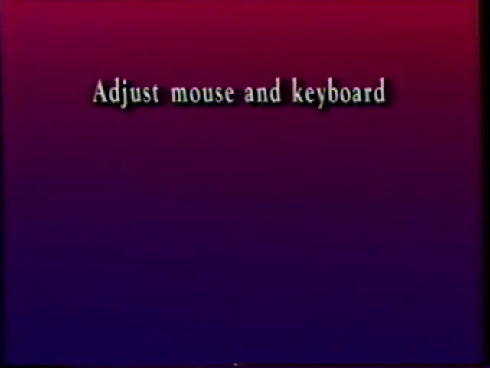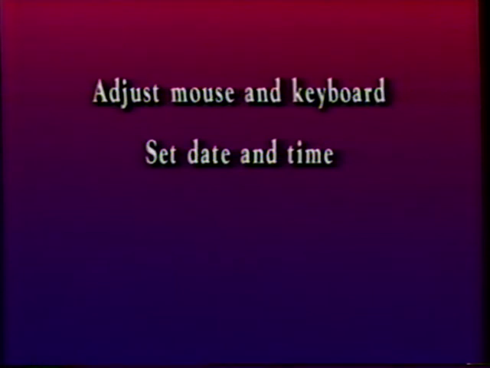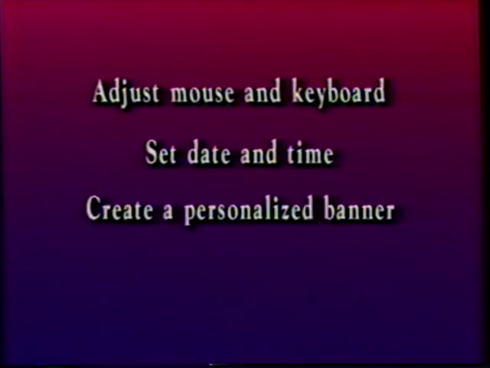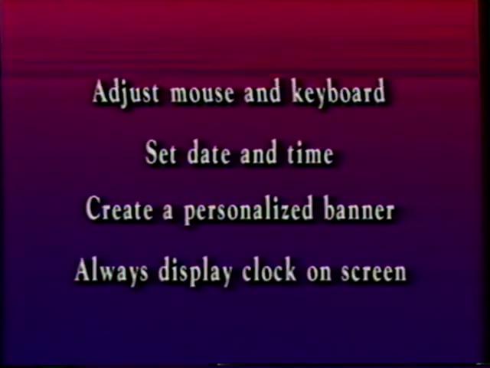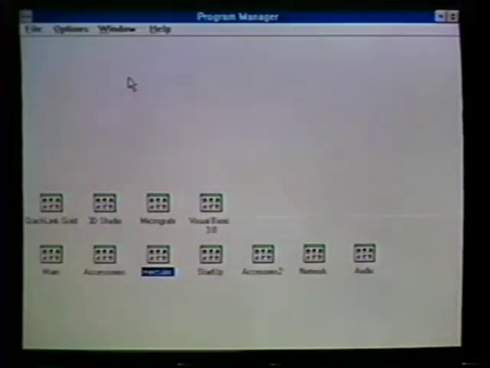Let's next turn our attention to some ways that Windows can be tailored for your personal convenience. Many customizable features are found in the control panel. We'll illustrate several uses of the control panel, including adjusting the mouse and keyboard, setting the computer's date and time, creating a personalized banner, and always displaying a clock on your screen. The control panel icon is generally found in the main program group.